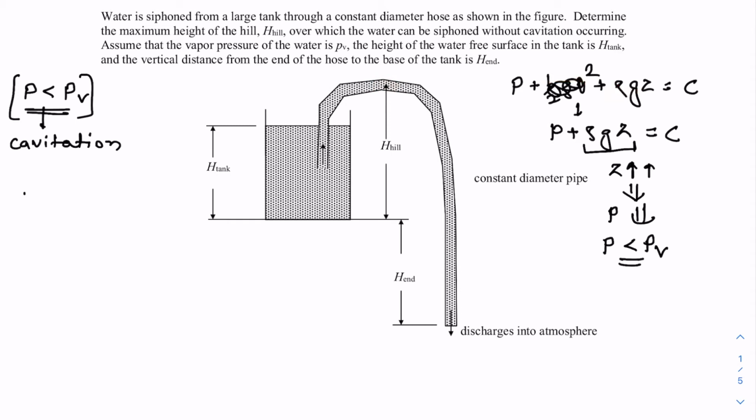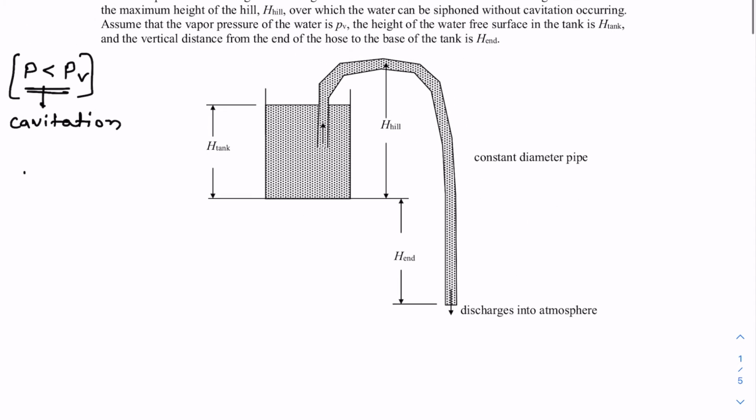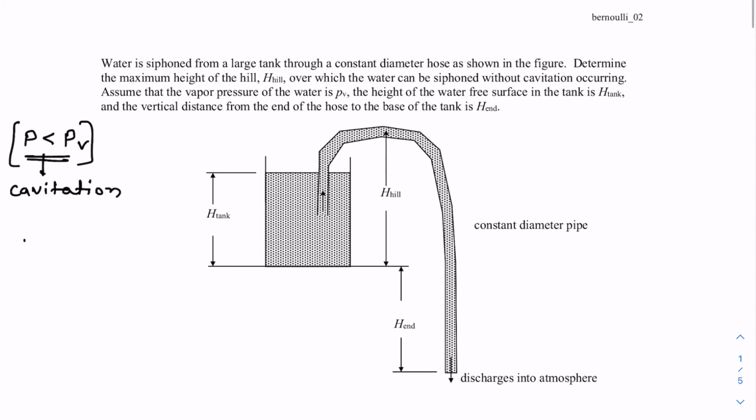So let's see what are the conditions for cavitation in this siphon. So I will first mark various points where we are going to apply Bernoulli equation. So this is point A, then point B is this topmost point, and point C is finally the point where water is discharging into the atmosphere.